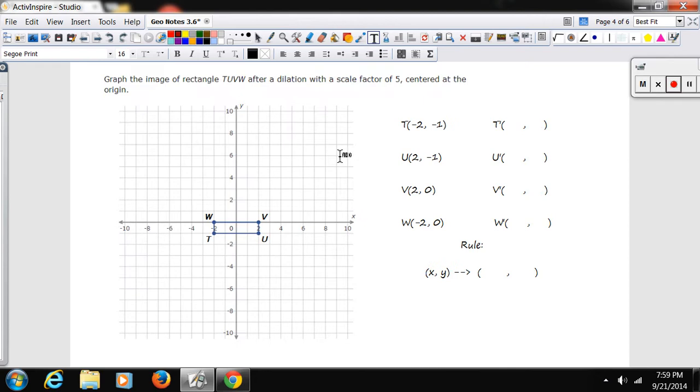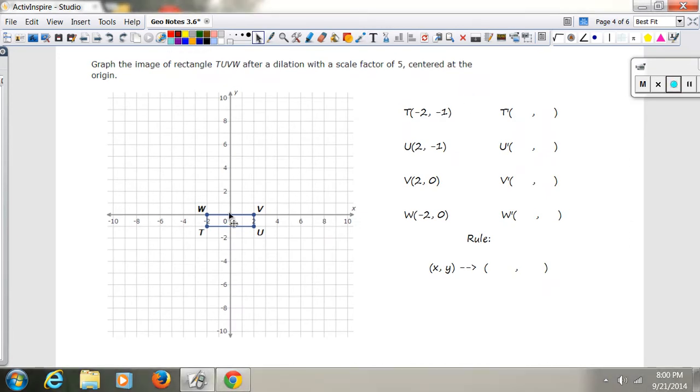Let's take this one. That's when you're going through the origin. The main thing when you're going through the origin. So here is a rectangle, T, U, V, W. Dilation, scale factor of 5, centered at the origin. Okay, the scale factor is 5, so we want to make it 5 times larger than this one. So if this is over 2, I want to do 5 times that. It's going to be over 10. So instead of just 2 here, it's going to go all the way over to 10. And this one was just down 1 and over 2. It's going to be down 5 and over 10. So everything got scale factored by 5.